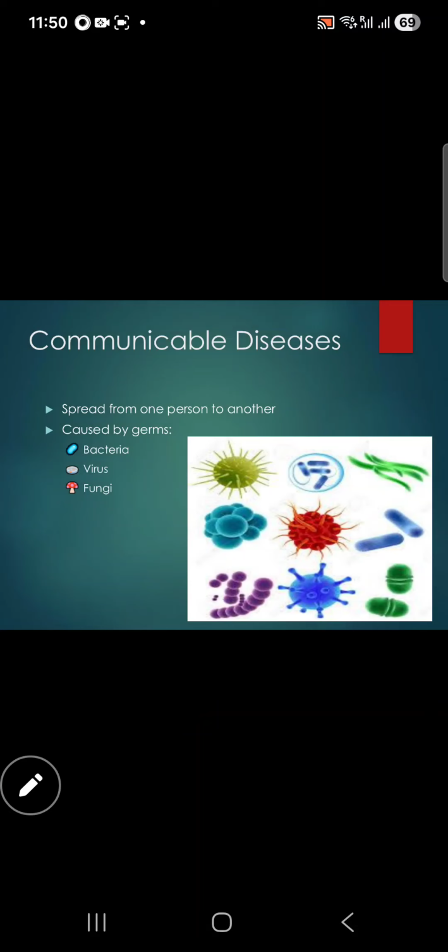Now communicable diseases. Let's elaborate. Communicable diseases spread from one person to another, caused by germs, bacteria, viruses, fungi, or parasites. Modes of transmission: direct, indirect, vectors. Direct, through touching, kissing, or droplets from sneezing or coughing. Indirect, through contaminated water, food, or surfaces, like door handles. When we touch door handles, we get bacteria. And vectors: insects like mosquitoes, which cause malaria, or ticks. Let's come to the next slide.